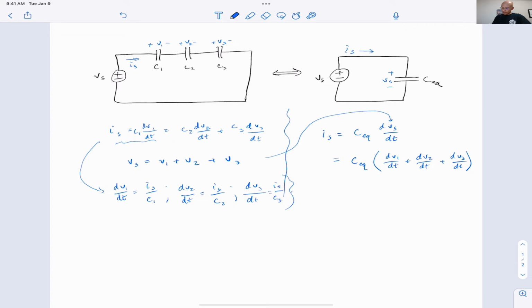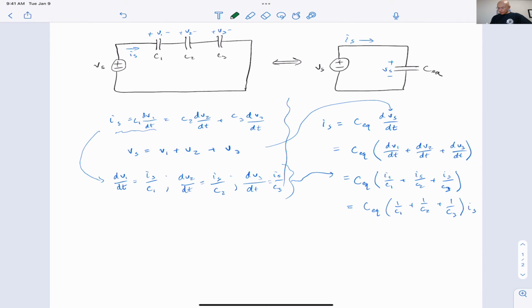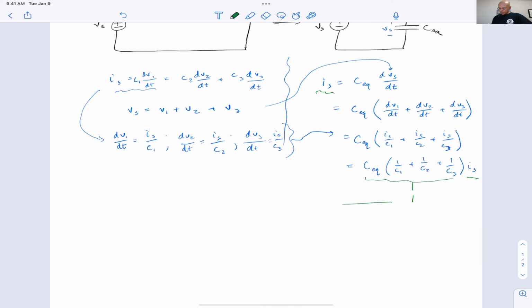Now we take these and plug them in here. And then I factor out the IS. Now notice we have IS on both sides of the equation. What that means is that this has to be 1. And what that means is as follows.